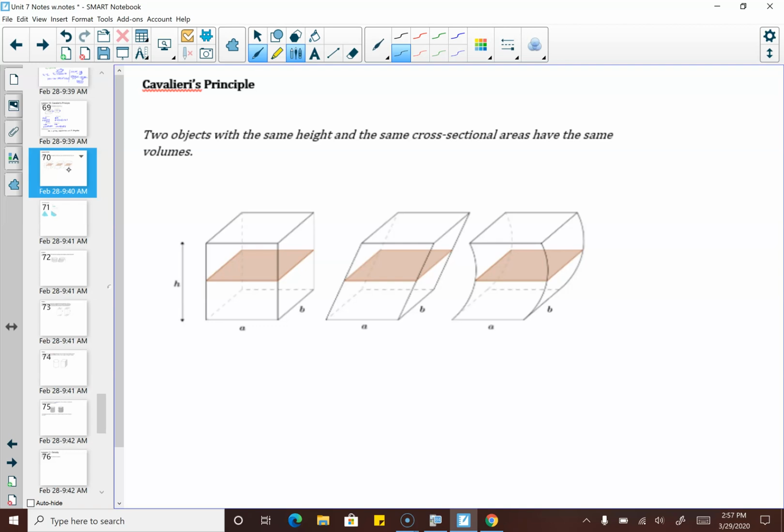You can see here, you've got 3 different what appear to be prisms. One's right, one's oblique, one's a little bit curved, but technically the bases are still parallel to each other. Both bases are rectangles, A times B, and they both have a height of H. Since these 3 have the same cross-section areas and the same heights, all 3 of those shapes are going to have the same volume.